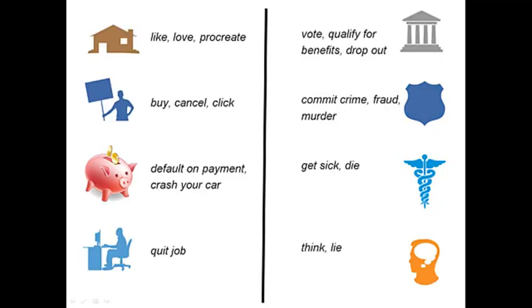So if the previous slide was the things that organizations are doing, these are the things that we're doing as individuals that are being predicted by these organizations. Whether you're going to love, procreate, or divorce, whether you're going to buy, cancel, or click, default on a payment, quit your job, commit a crime or fraud, show symptoms, get a disease, even psychological and mental things like thinking and lying. All of these are given more detailed examples in that color insert in the middle of my book, with all the different kinds of mini case studies across many organizations doing these things.